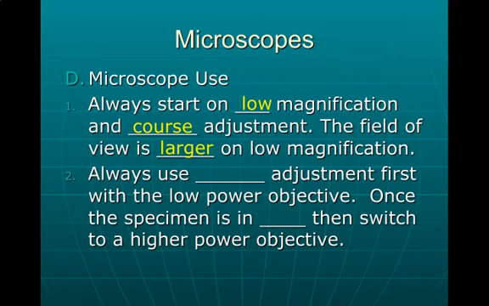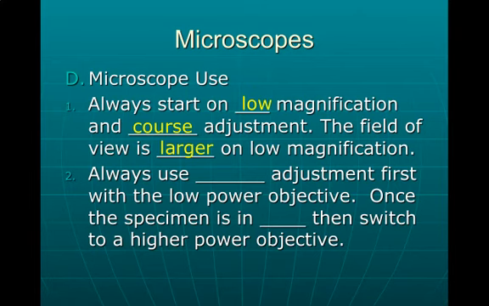Okay, the reason that you do this is because the field of view is larger on a low magnification. Your field of view is what you see when you're looking through the lens. So when you're using the low magnification, you have a larger view of the object. This allows you to get your specimen centered a lot easier.